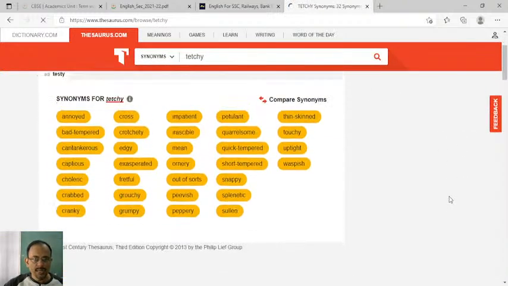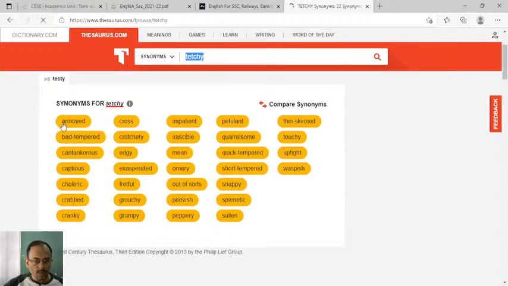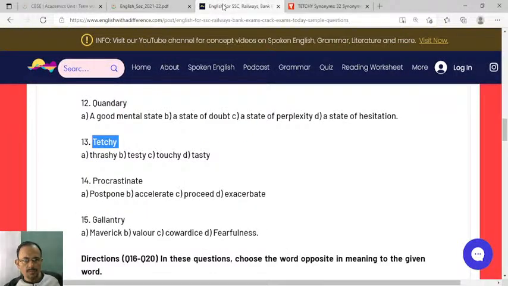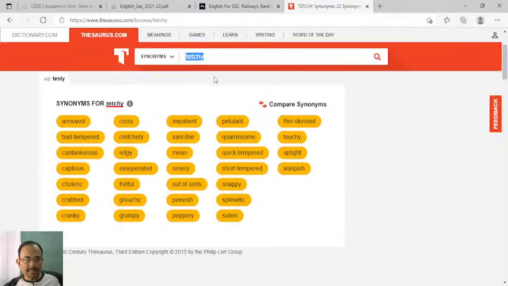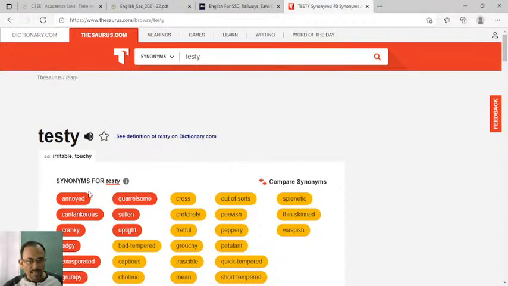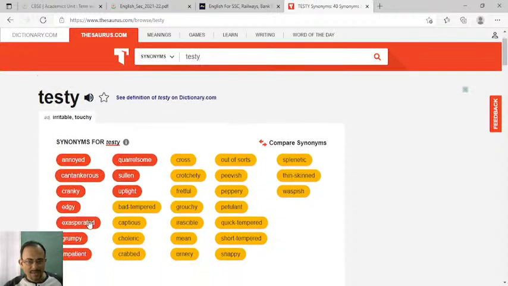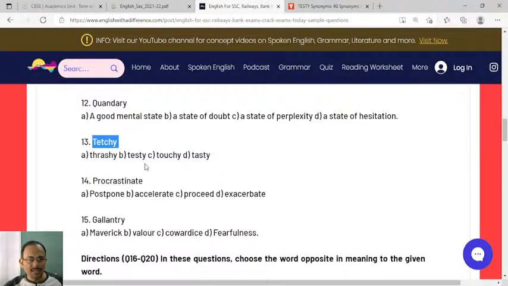There you can write touchy, and then you shall find the synonyms of the word touchy. You see, touchy means annoyed, bad tempered, cantankerous, captious, choleric. So many synonyms are there, out of which the answer will be testy actually. You see, T-E-S-T-Y. What is the synonym of testy? Annoyed, quarrelsome, right? So our answer is number B.